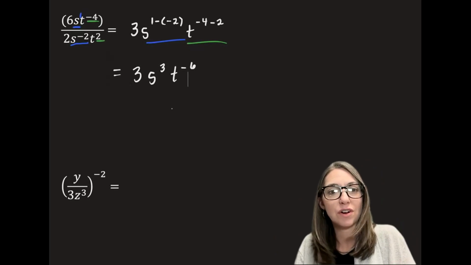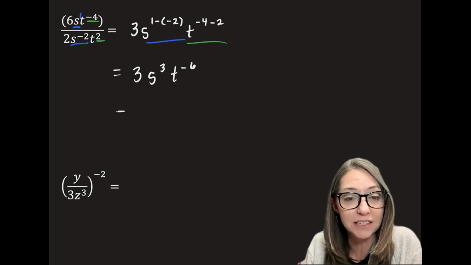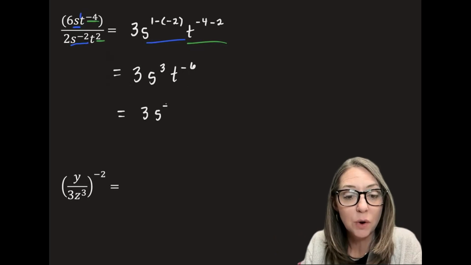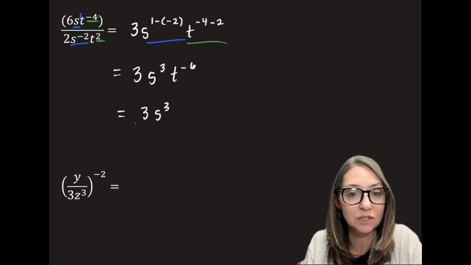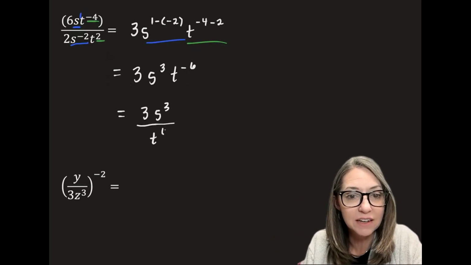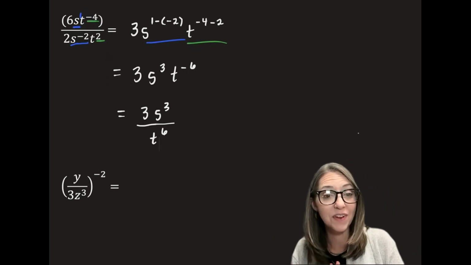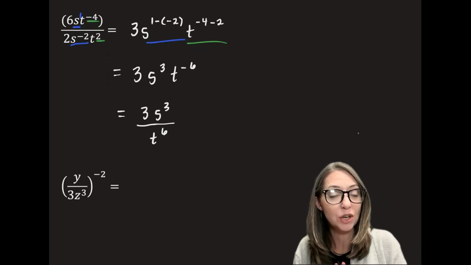Depending on your context, that might be a perfectly acceptable answer, but if you need to write your answer without negative exponents, we can then move that t to the minus 6 to the denominator and write it as t to the positive 6. And last example for this video is y over 3z cubed all to the minus 2.